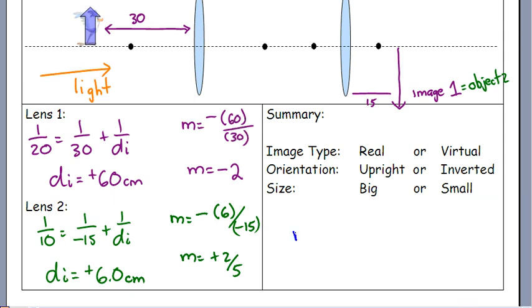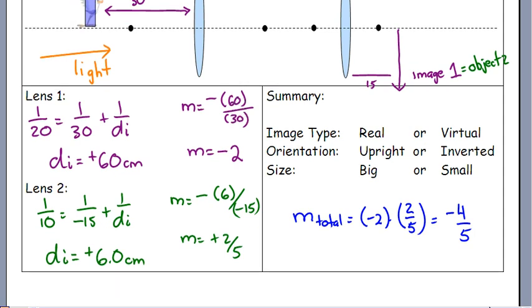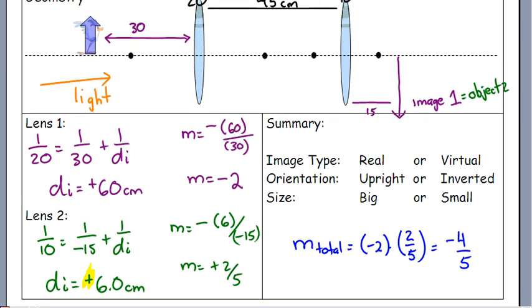Okay, so overall magnification total would be a negative 2 multiplied by 2/5. So I end up with negative 4/5 when it's all said and done. My final image distance did come out to be a nice positive value. So that says it's actually going to work. You'll actually find an image out there. In fact, it's supposed to be 6 centimeters after lens number 2. And it will not have inverted it again. So it's still going to be upside down. It's going to be like this, 2/5 as big as this purple one. So something kind of like that. So there is image 2.